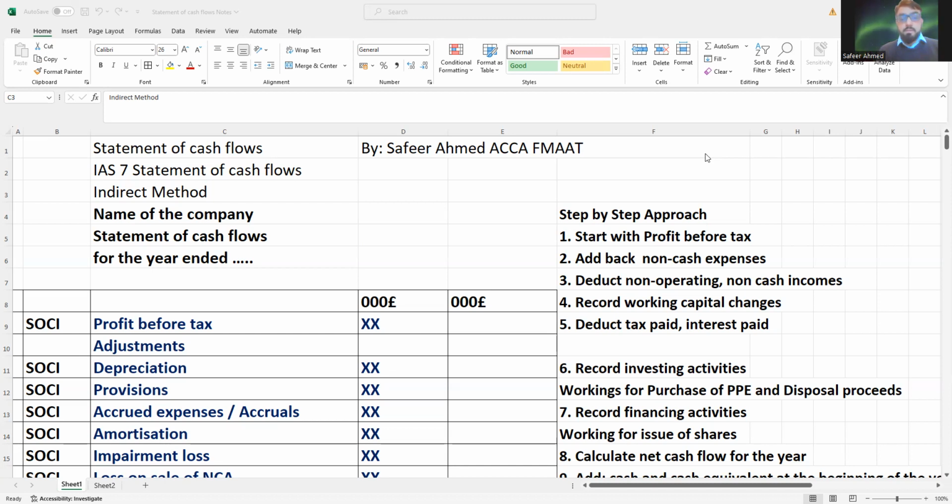So often students get confused with this topic, and I thought it would be a good idea to share with you a step-by-step approach to how to prepare a statement of cash flow.